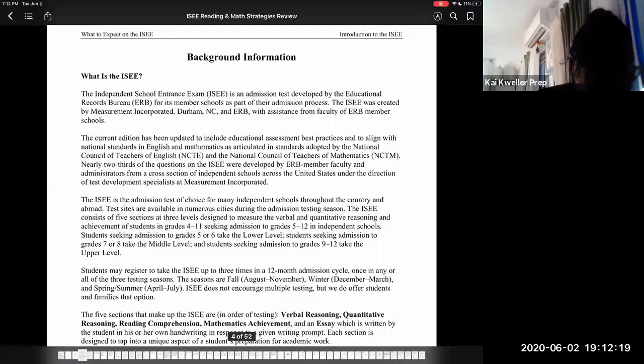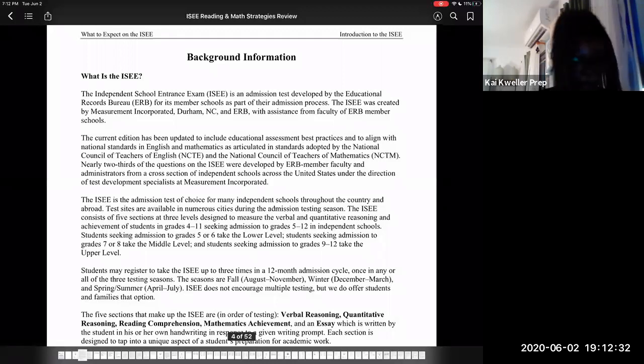They have the lower level exam, which is designed for students seeking admission to grade 5 or 6. Students who are looking for admission in grades 7 or 8 take the middle level exam. And students who are seeking admission into high schools, grades 9 through 12, take the upper level exam. You can register to take it 3 times in a 12-month cycle, and they offer it in 3 different seasons: the fall, the winter, and the spring or summer.